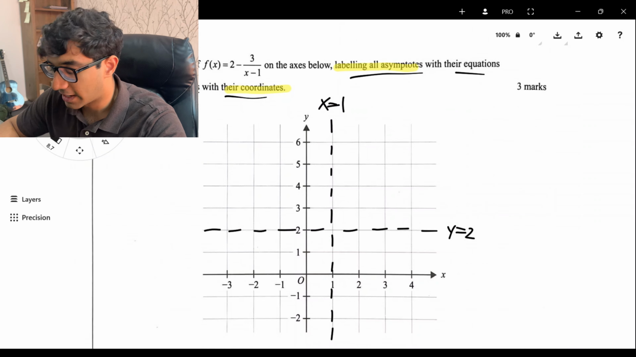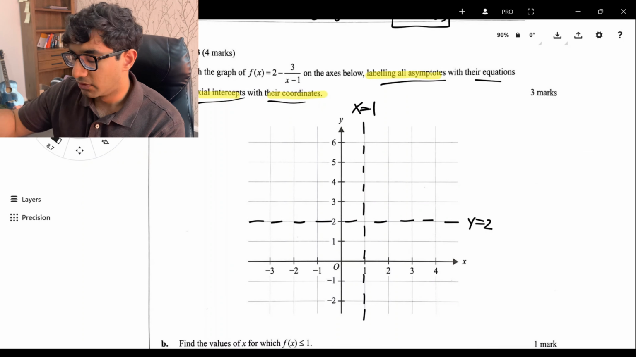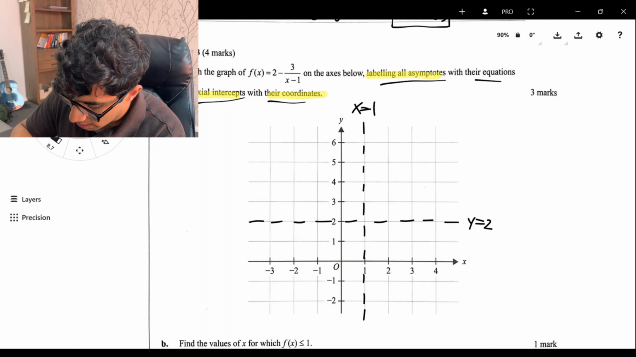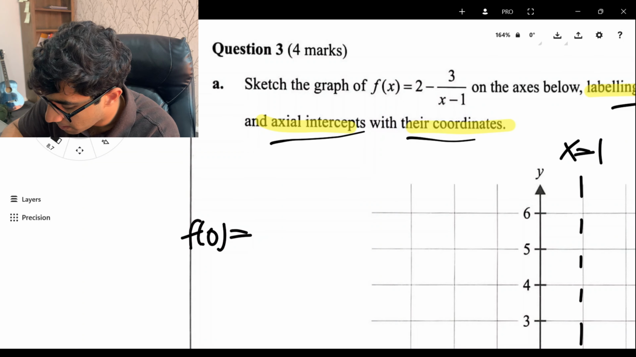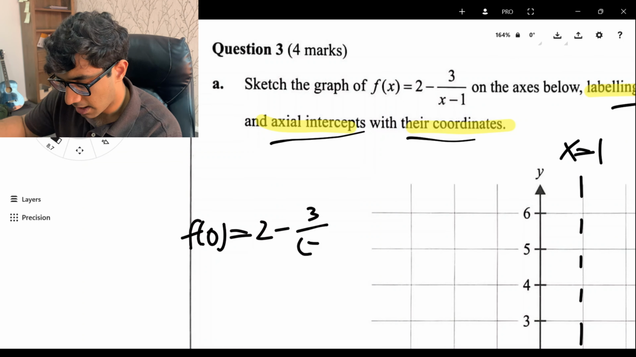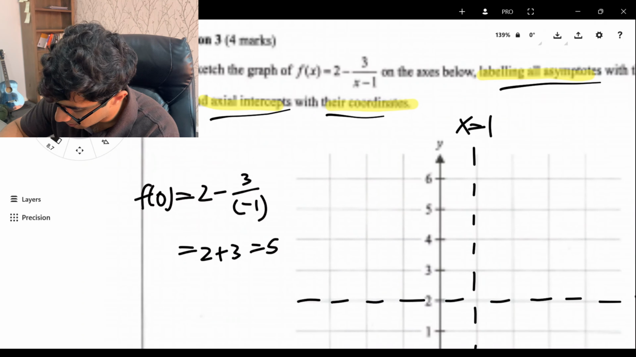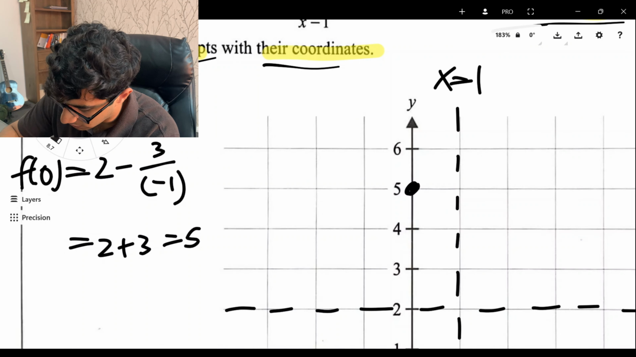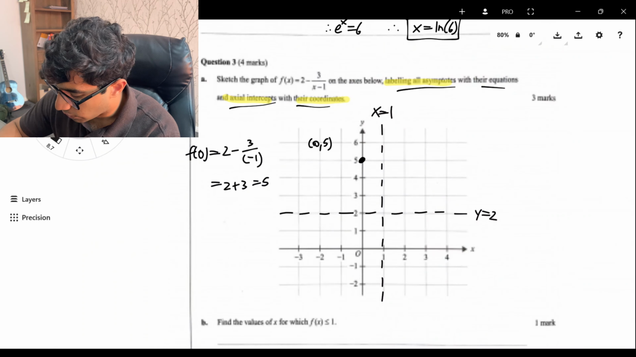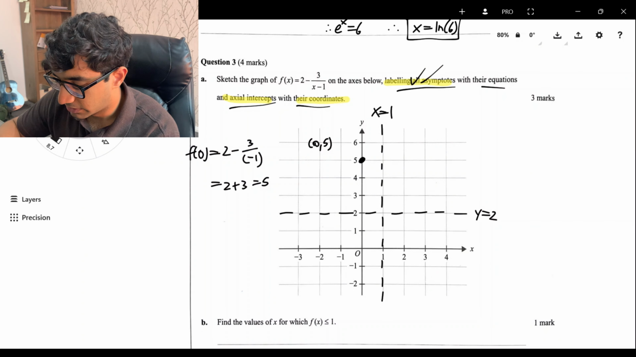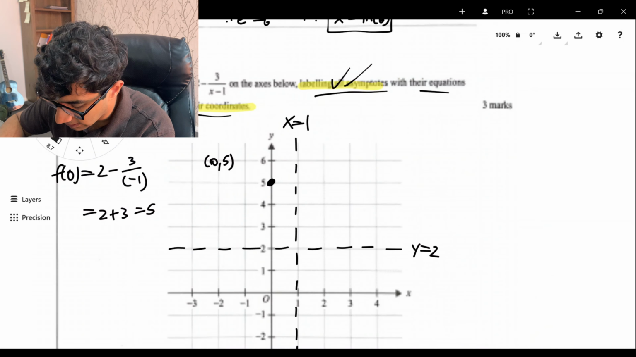So we have the asymptotes out. Now the next thing we want to do is, let's just write down the y-intercept. So f of 0 is just going to be the y-intercept. So that's going to be 2 minus 3 over minus 1, which is 2 plus 3, which is 5. So 0, 5. There you go. That is your y-intercept, 0, 5. And so I've labeled all the asymptotes. Now I need to label the x-intercept and the y-intercept. So there's the y-intercept. Let's solve for the x-intercept.